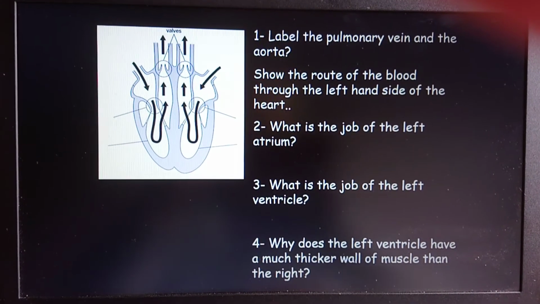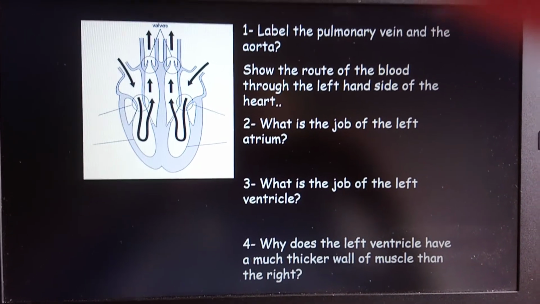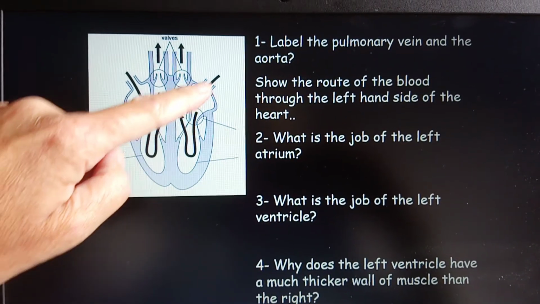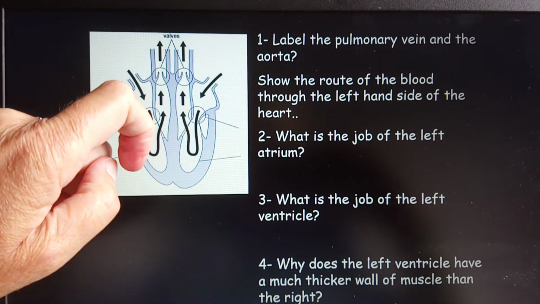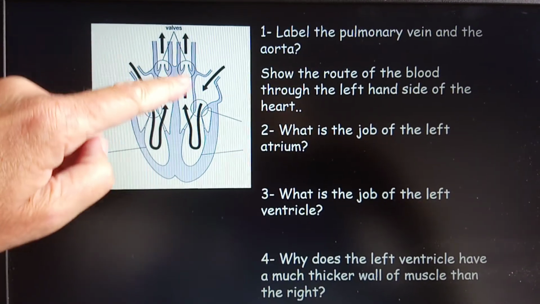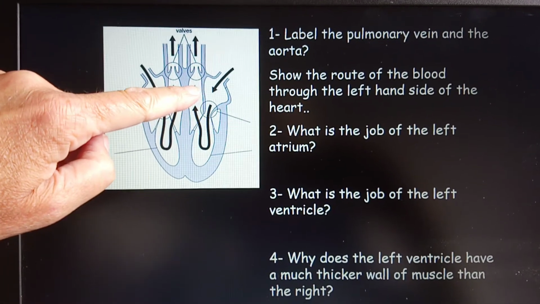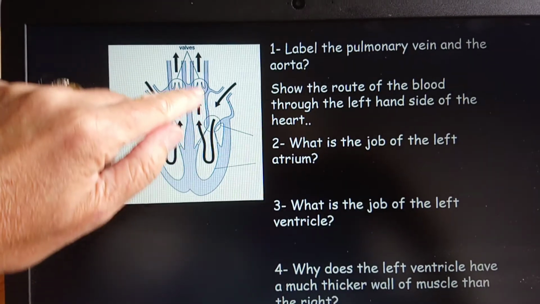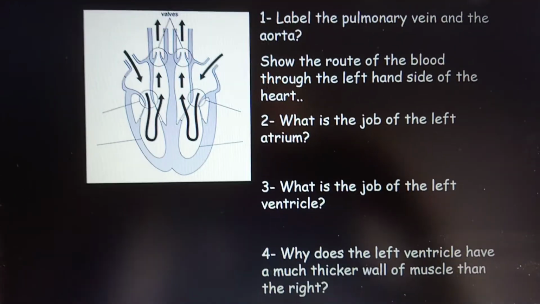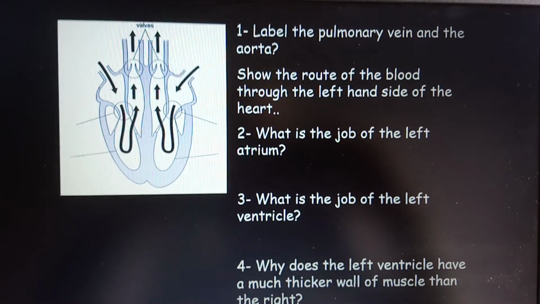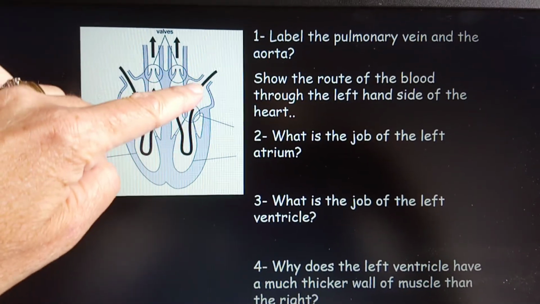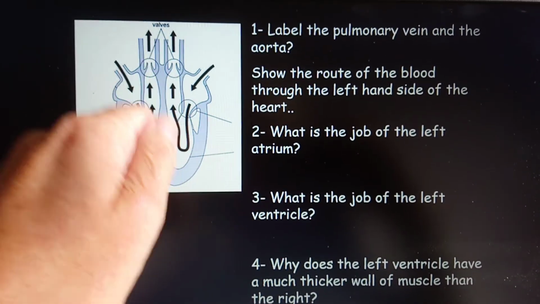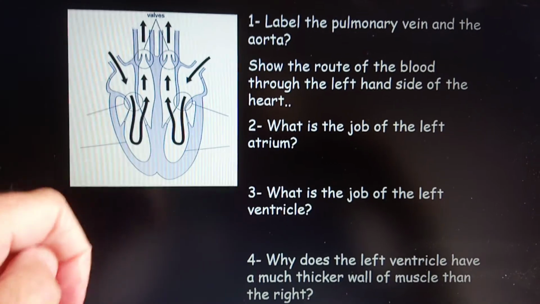Right, so now we're looking at labelling the pulmonary vein and aorta. So hopefully we've labelled this already. Pulmonary vein coming in from the lungs to the heart. Aorta leaving the left ventricle, big thick walls, massive squeeze of those, sends blood shooting out of the aorta all the way around your body. The job of the left atrium is to collect blood from the lungs to send down into the left ventricle. The job of the left ventricle is to send blood all the way around the body. That's why it's got such a thick wall.